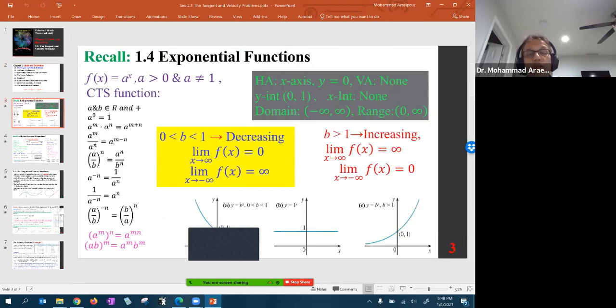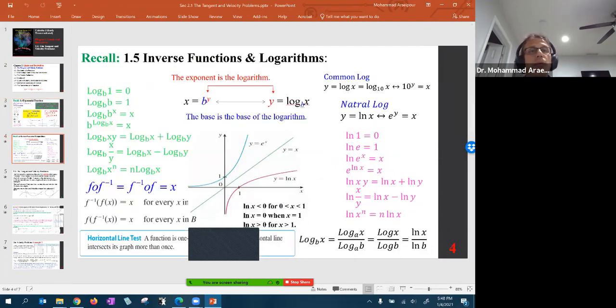Previous sections that have been covered in chapter 1, for example, 1.4, were important: exponential functions and their properties, logarithmic functions and their properties, and the relationship between the two is that the two functions are inverses of each other. That's extremely important, okay?